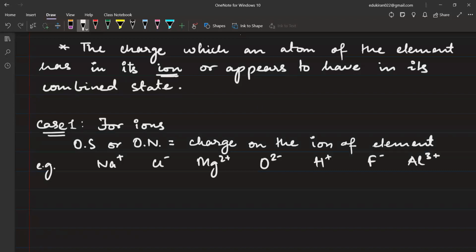All of these are different charges. For ions, you just need to look at the charge on the ion, and that will be the oxidation state. So these are the examples. What will be the oxidation state for sodium? It will be +1, chlorine will be -1, Mg will be +2, oxygen will be -2, hydrogen will be +1, chlorine will be -1, aluminium will be +3.